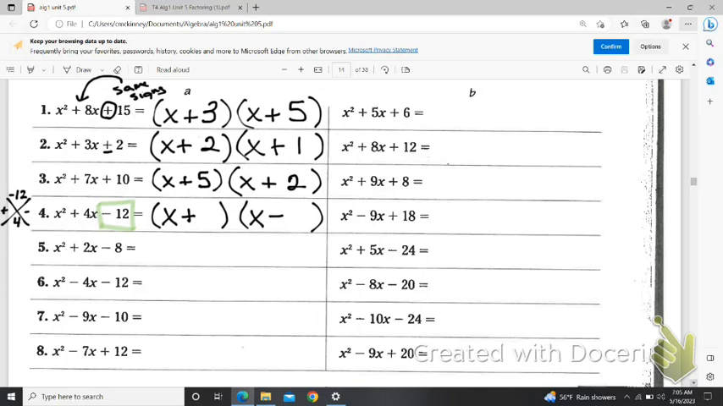So 1 and 12, but if I subtract those, that's 11. No. 2 and 6, if I subtract 2 and 6, I do get 4. And then it's important, I want the 6 to be with the plus because I need to get a positive 4 when I combine those.